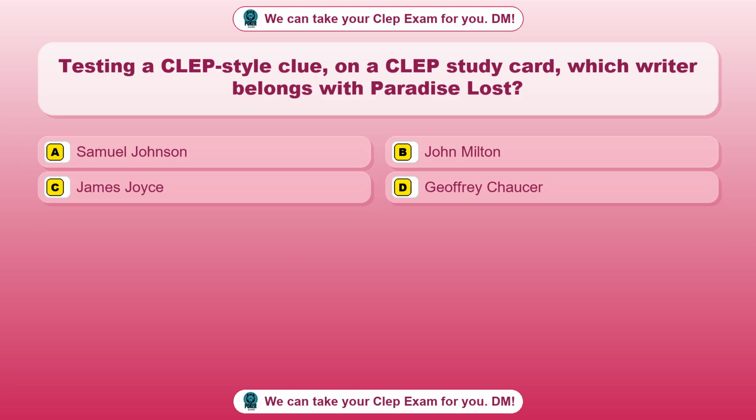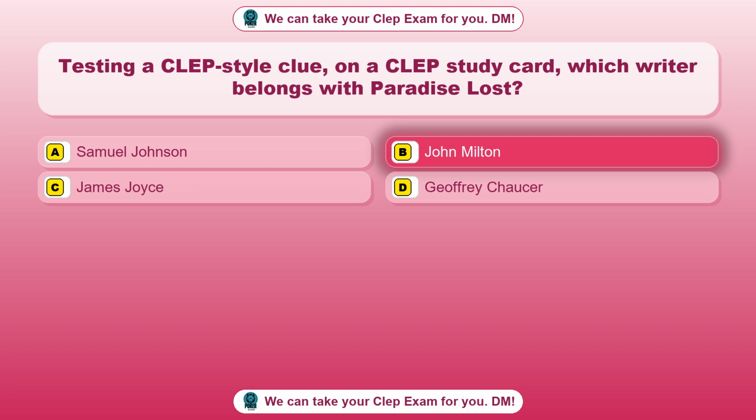Question 2. Testing a CLEP-style clue on a CLEP study card, which writer belongs with Paradise Lost? Option A. Samuel Johnson. Option B. John Milton. Option C. James Joyce. Option D. Geoffrey Chaucer. The correct answer is option B.